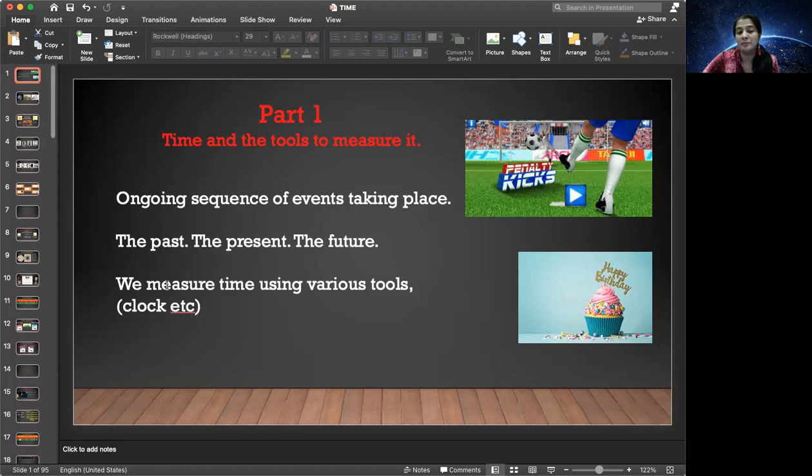So how do we measure time? We can measure time using various tools. One of the most common things that you would have seen by now and even used is the clock. The clock is a tool that we use to measure time.